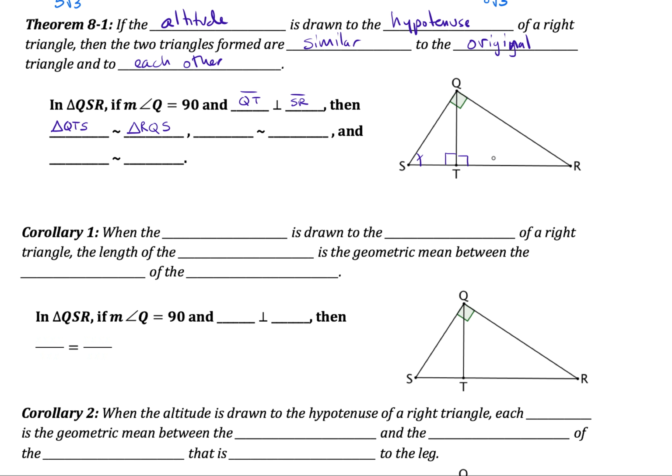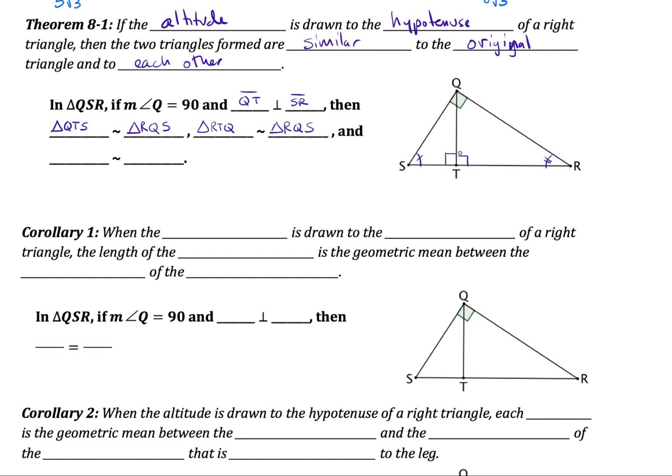Now next I would also have this triangle over here similar to the original triangle, and that's again because of angle-angle similarity, with the right angle here being congruent to the right angle of my original triangle and angle R congruent to itself. So let's call this one triangle RTQ. It is going to be similar to triangle RQS.